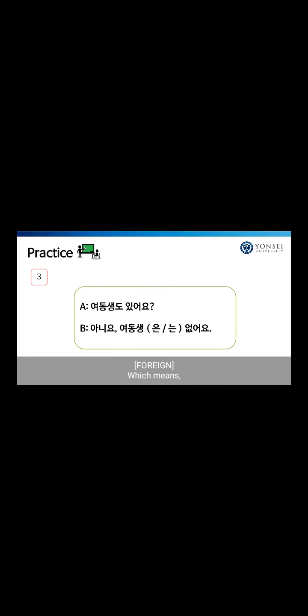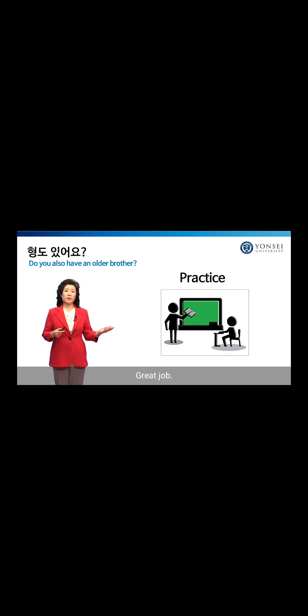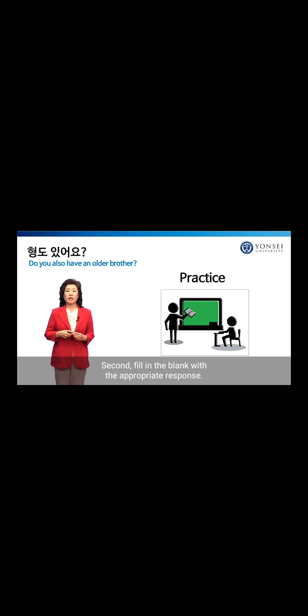여동생도 있어요? Which means, do you also have a younger sister? 아니요, 여동생은 없어요. No, I don't have a younger sister. 오빠도 있어요? Do you also have an older brother? 아니요, 오빠는 없어요. No, I don't have an older brother. Great job! Second, fill in the blank with the appropriate response.